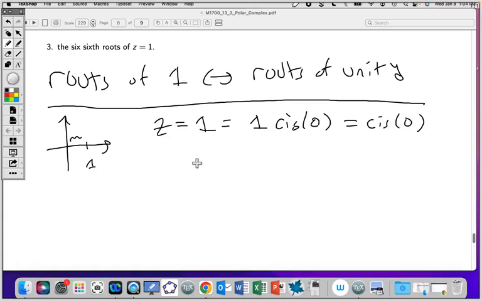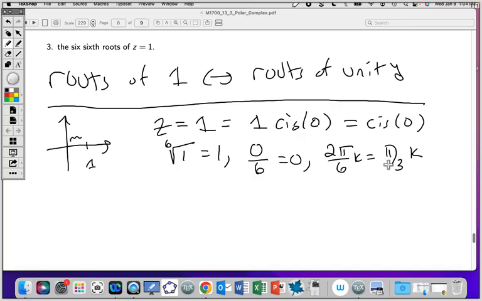And so if I want to find the roots of this, I would take the sixth root of 1, which is 1, and I would just be taking 0 divided by 6 and adding 2 pi over 6. So the sixth root of 1 is 1. 0 over 6 is 0. 2 pi over 6 k is pi over 3 k. All right. So what you end up getting, z1 is, well, cis 0. You just get 1 back, which hopefully makes sense.